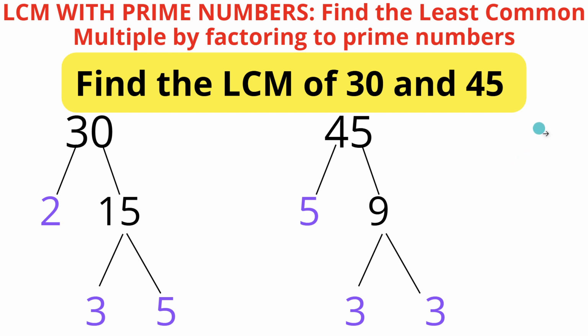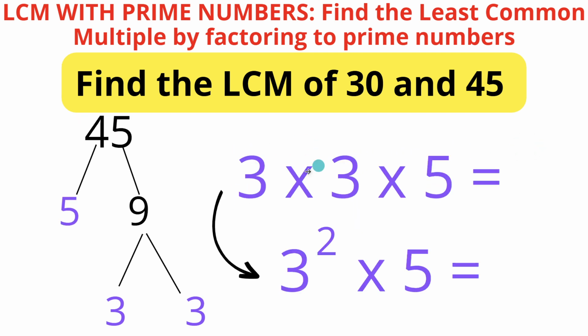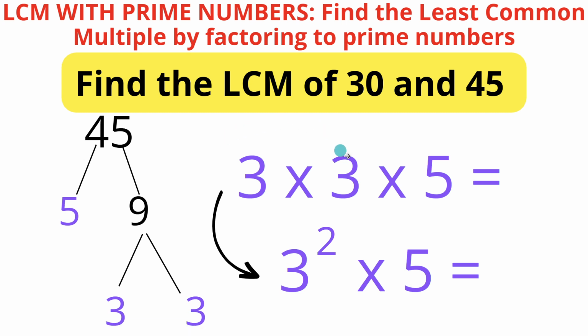Okay, what do we do with these prime factors? Well, we make a row in ascending order of our prime factors. I would say 2 times 3 times 5 for 30. And I would make a row in ascending order of our factors for 45 as well. 3 times 3 times 5 is 45. But look what happens. You're going to get an exponent when you work with 3 times 3. That's 3 squared, to rename 3 times 3 times 5.